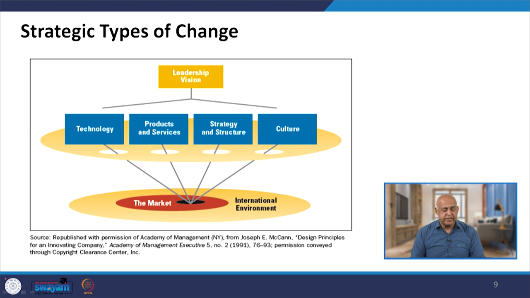The leader will make these changes. So therefore, this leadership vision becomes very, very important. For example, the leader's vision for the technology: what is the current technology in the organization, what generation of technology I should purchase and provide, what the products and services should be, how to provide the services, the strategy and structure, and the culture.